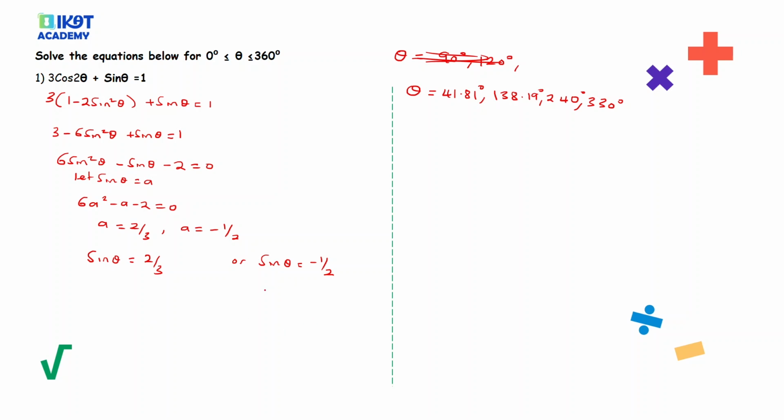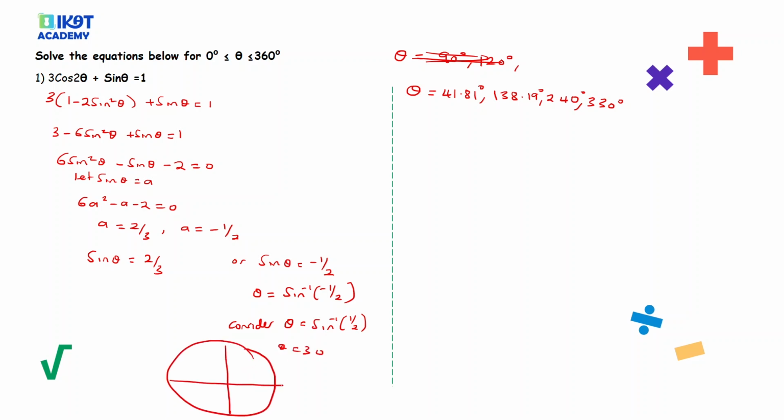Here you consider, remember we said if you have theta, you first say theta is equal to sine inverse of negative a half, but you consider theta to be sine inverse of a half. So here you get theta is 30. Then you draw these same concepts. You draw this. See? This is 30. This is 30. This is 30. This is 30.